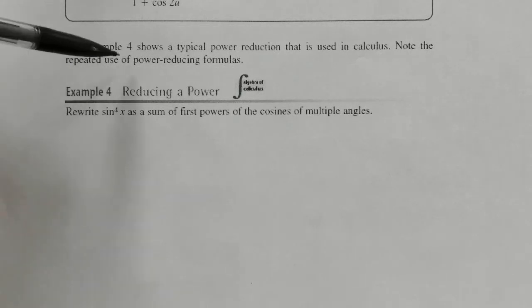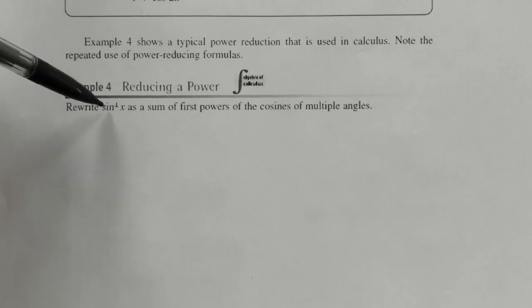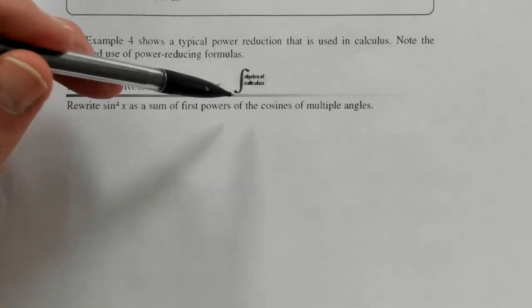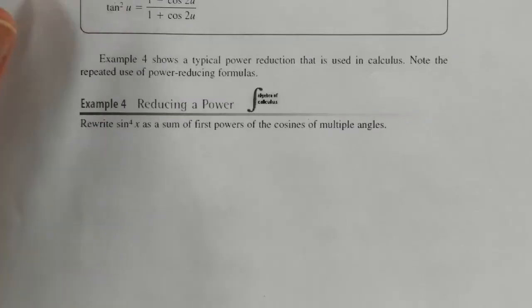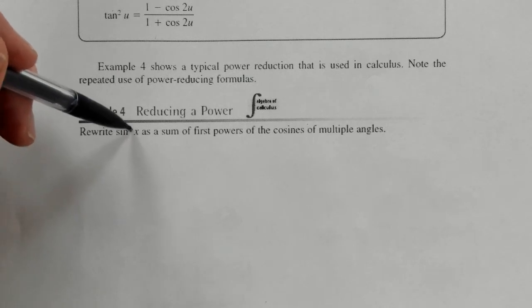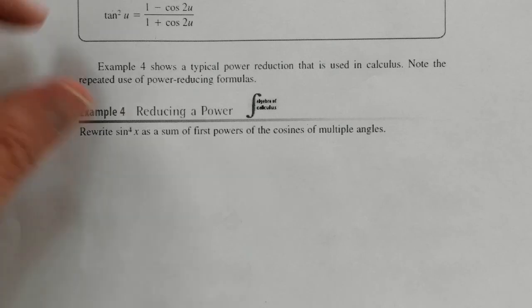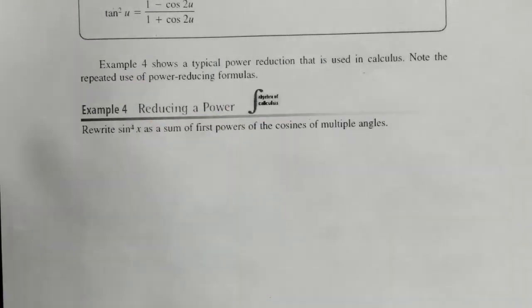Let's see. Typically, what they will ask you to do is something like this. Rewrite sine to the fourth x as a sum of first powers of the cosines of multiple angles. So really, it's a technique you can use to rewrite a trig function of a higher power back to the first power. And that can be useful in different applications, like you see here, once you get to calculus and that sort of thing as well.